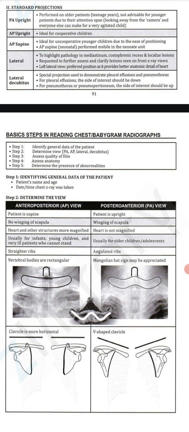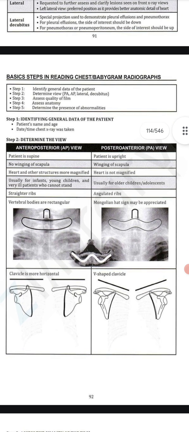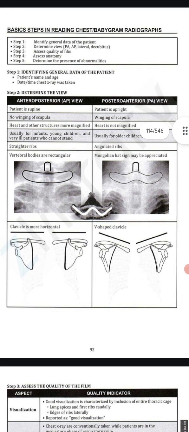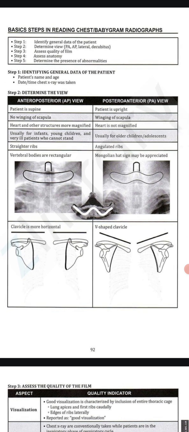Ribs are straight and vertebral bodies are rectangular. For the posteroanterior view, the patient is upright, with winging of the scapula. The heart is not magnified. It is usually for older children and adolescents. Ribs are angulated, and the Mongolian hat sign may be appreciated. The clavicle is more horizontal in the AP view, giving a V-shaped clavicle.